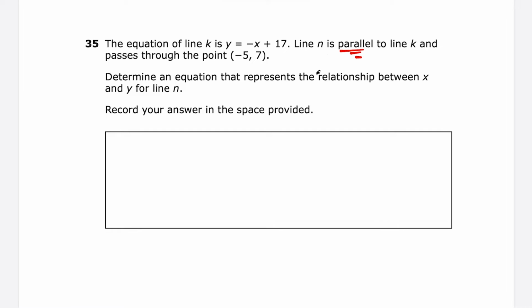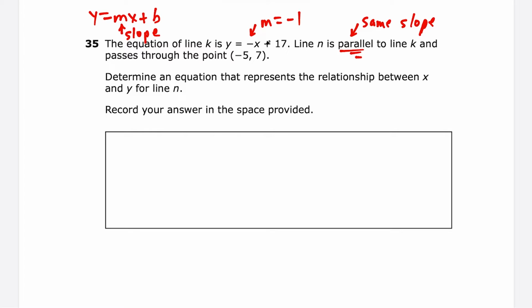Now, one thing we have to know here is that parallel lines have the same slope. Okay, this is a very important detail. So if I look at the original line here, line K, I just look and say, all right, the slope of this line is equal to -1. I'm just making use of that y equals mx plus b formula. And the coefficient of x, when our equation is in the form of y equals, tells us the slope. Okay, so whatever the slope of line K is, that's going to be equal to the slope of line N.